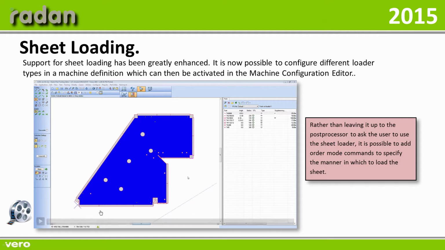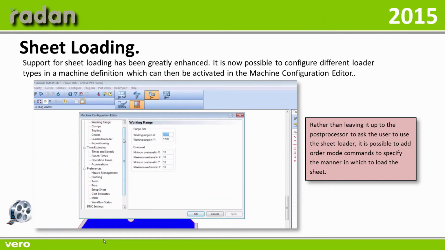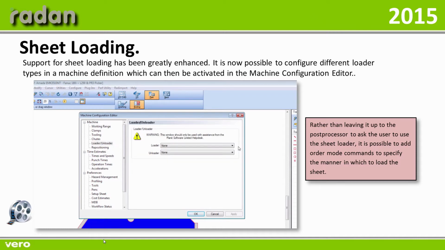Let me show you this in action. So you see here in the machine configurator editor, under the option of loader unloader, I can now select from a pull down list the manner in which I wish to load the sheet and the manner in which I wish to unload.